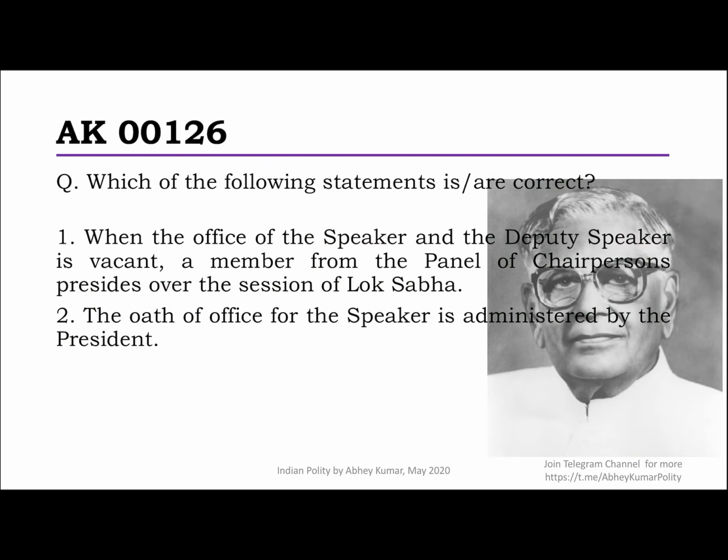So we go to the next question: which of the following statements is or are correct? When the office of the speaker and the deputy speaker is vacant, a member from the panel of chairpersons presides over the session. No, the panel of chairpersons presides when the speaker or the deputy speaker are absent, right? They are on holiday, on leave, not in the house for some reason. But when the seat is vacant, that means there is nobody who is a speaker and nobody who is a deputy speaker, then in that case, it is the president who will appoint, right?